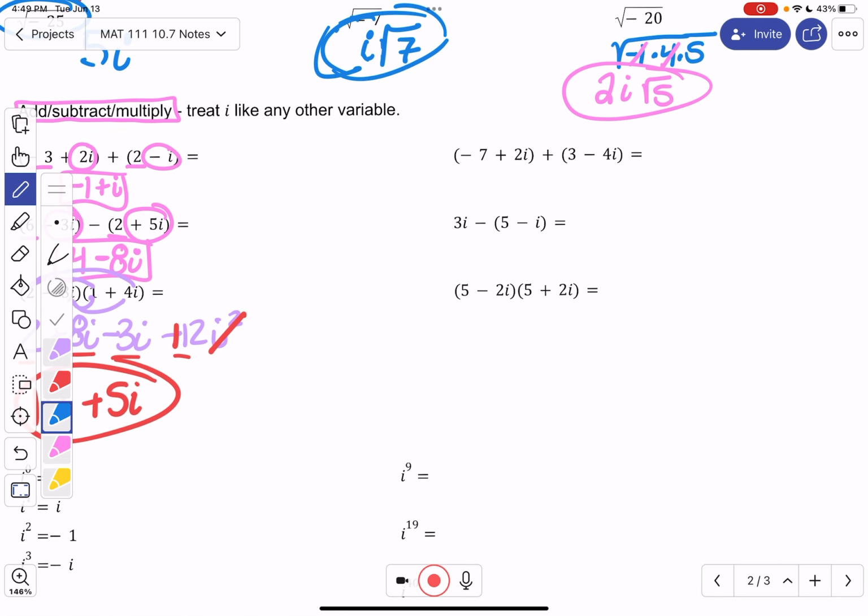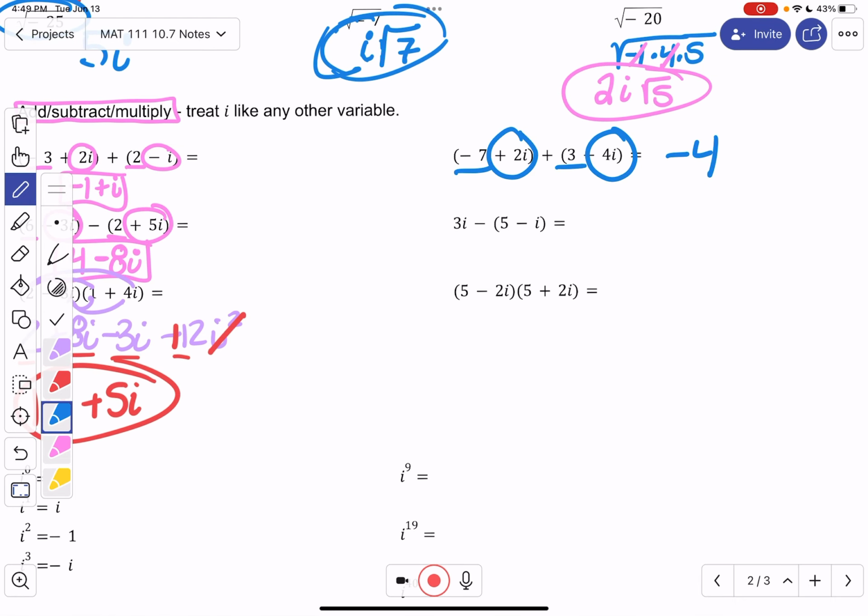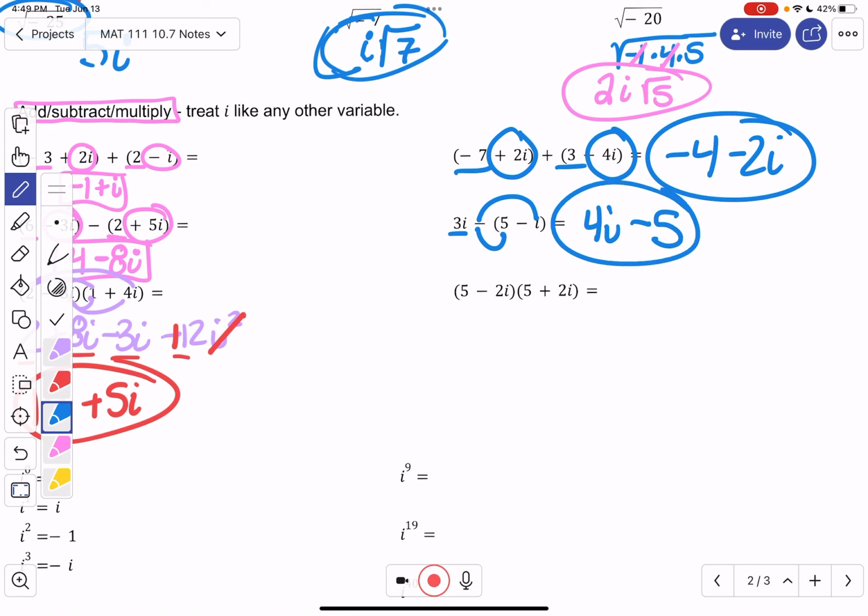All right, -7 plus 3 is -4. 2i plus -4i is -2i. 3i minus -i is plus, so it'd be 4i. And then we have -5. So we could have written it like that.